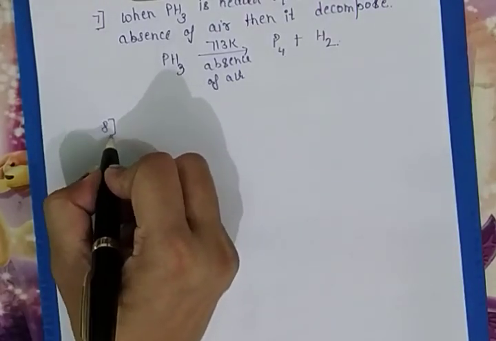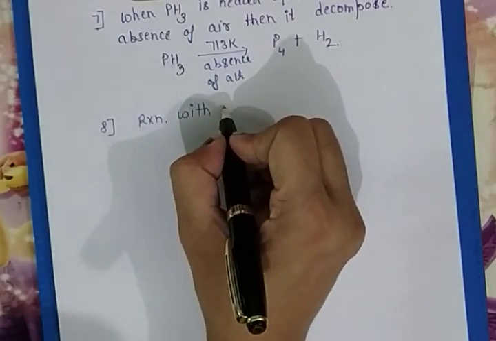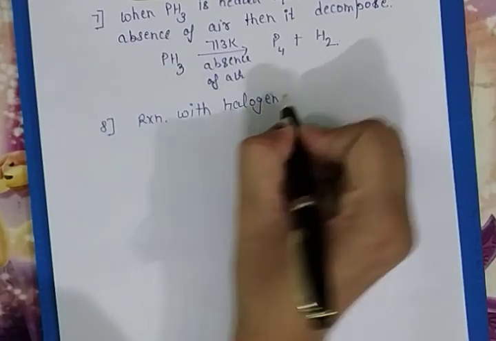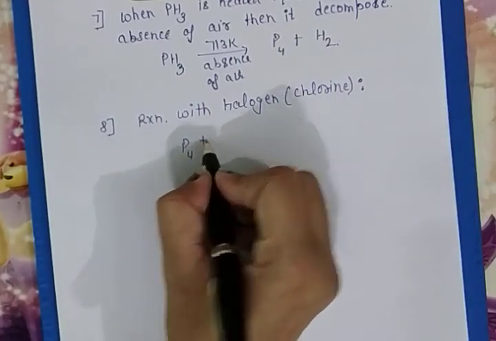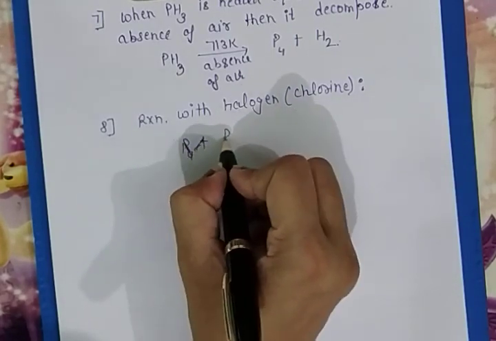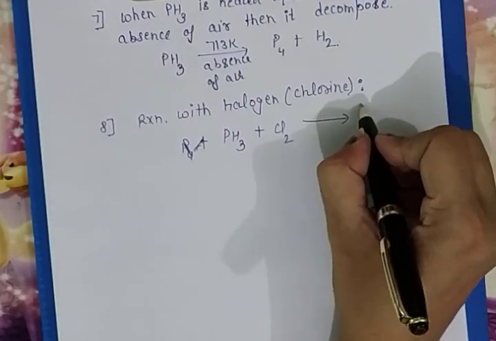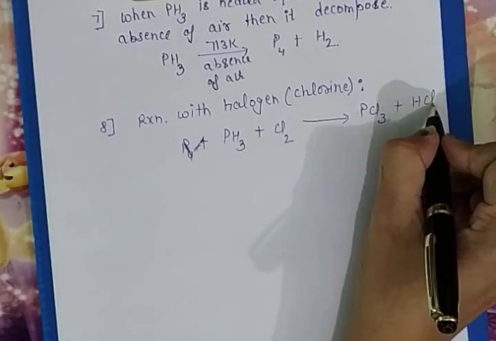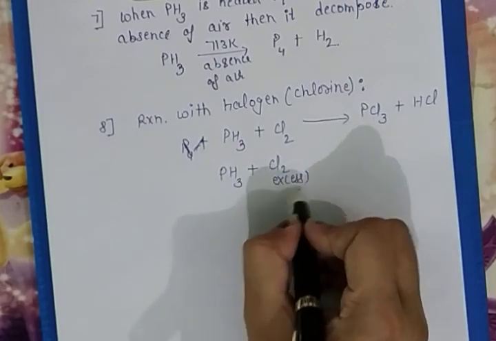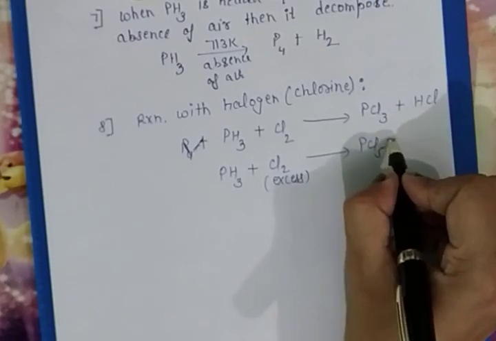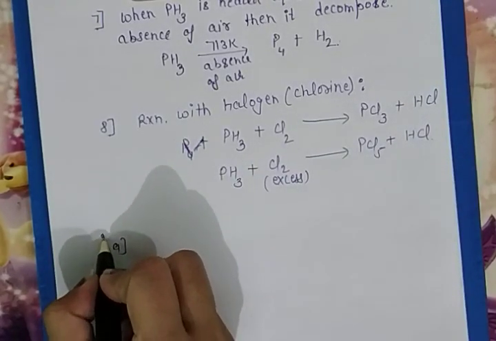Next one is reaction with halogen. Halogen specifically we take here, chlorine. Okay. Then phosphine when reacting with chlorine, both the elements form their halides as PCl3 plus HCl. But when we take an excess quantity of chlorine, then PCl5 is formed here, isn't it?